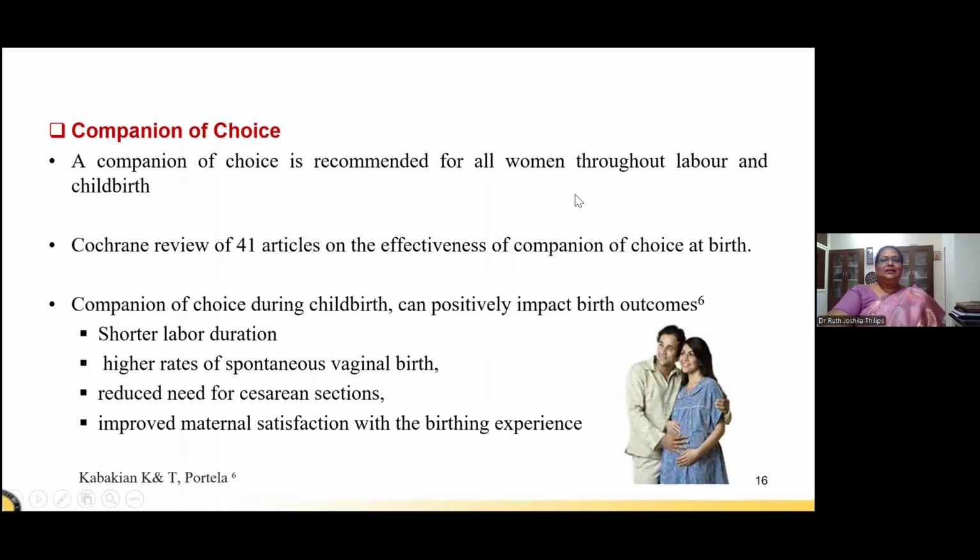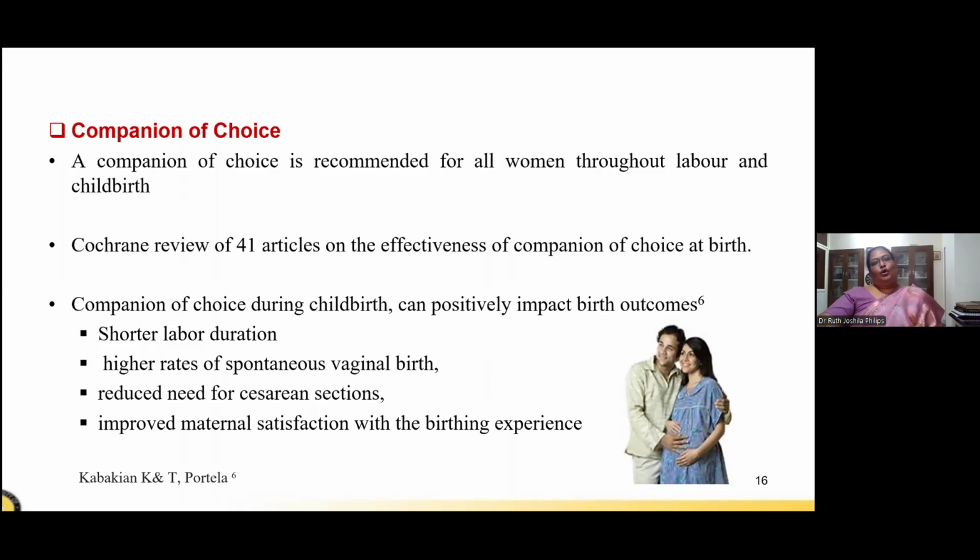Now, the next thing during the labor as well as in the antenatal period that we should consider is to have a companion of choice. Now, companion of choice here, the woman chooses who's going to be with her through her antenatal visits and with her in the labor and birthing process, right?